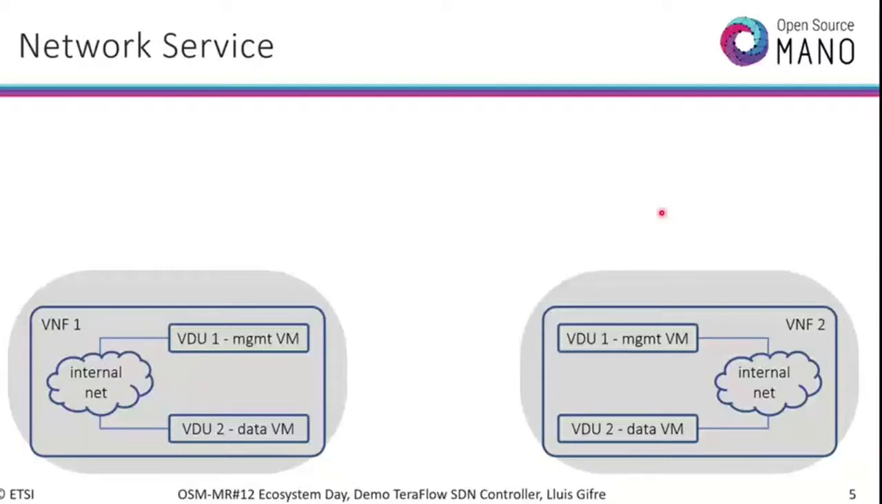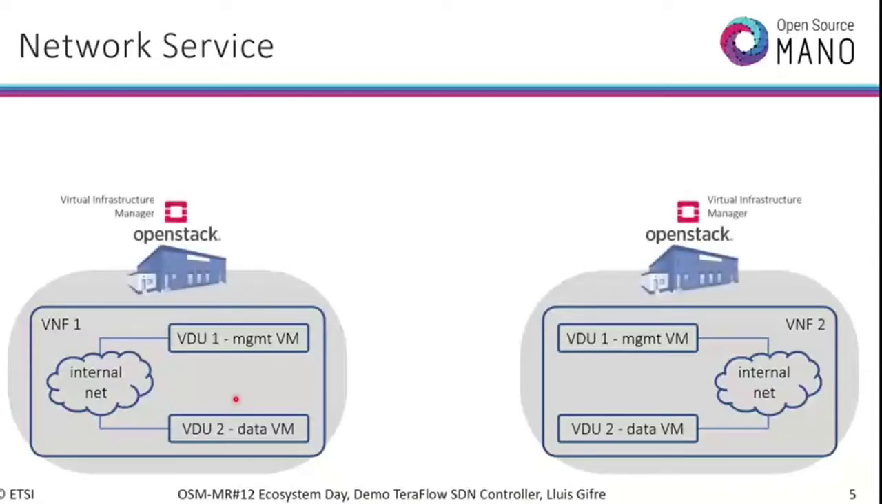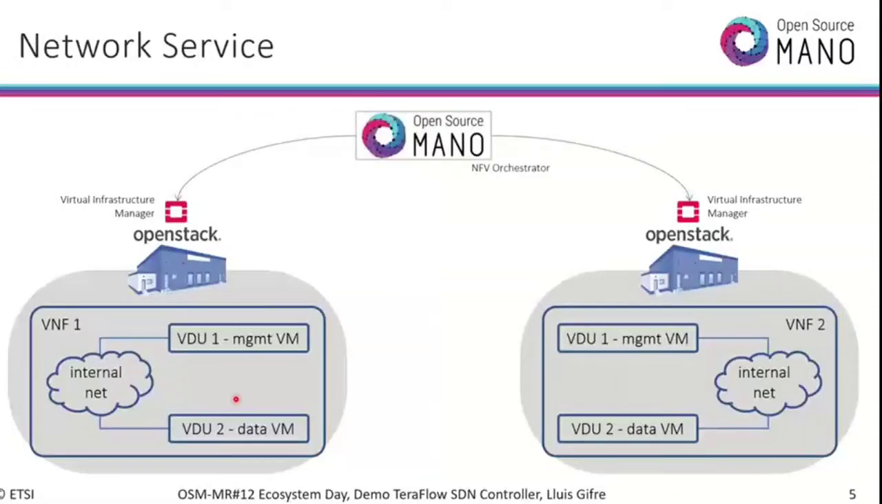It's a multi-site network service composed of 2 VNFs, and in each of the VNFs we have 2 VDUs, one for management and the other for data, and they are interconnected by means of an internal network. Then each of these VNFs will be deployed in a particular data center. So it will have, in this case, an OpenStack in charge of the management of the virtual infrastructure resources. And OSM will be in charge of the deployment and the management of the VNFs.